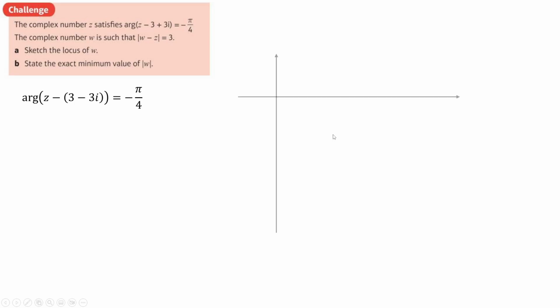Okay, so let's just sketch this. It's going to look something like this. I should have really put a dotted line parallel to the x-axis, but I didn't. It's fine. This point here is the point 3 minus 3i. And we're told that the complex number w is such that w minus z equals 3. So there's some complex number w which could lie anywhere on this Argand diagram, but we want the distance from any z here, and all z lies on this line, by the way, to be exactly 3.